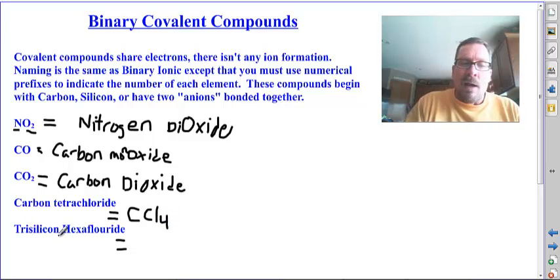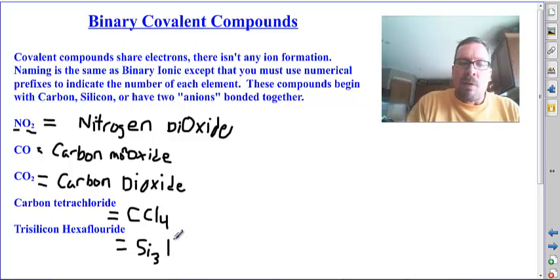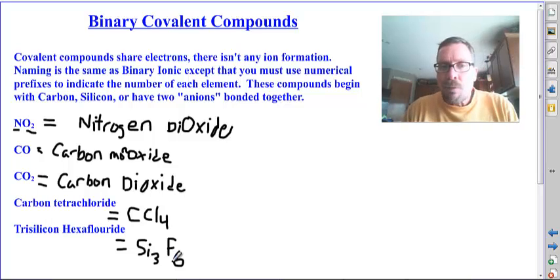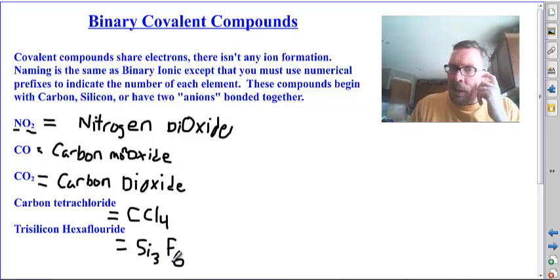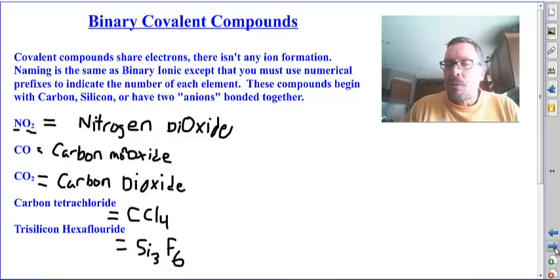Here I have trisilicon hexafluoride. Silicon is Si. Tri, now notice I have a prefix on my first element. The only prefix I do not have to write is mono. I do have to write all the rest. So I have 3 silicon, and fluoride is fluorine, and it's hexa, so that means I had 6. Okay, so that's binary covalent compounds. It's rather straightforward. Now that has got us through all the ionic and the binary covalent naming that we've done.